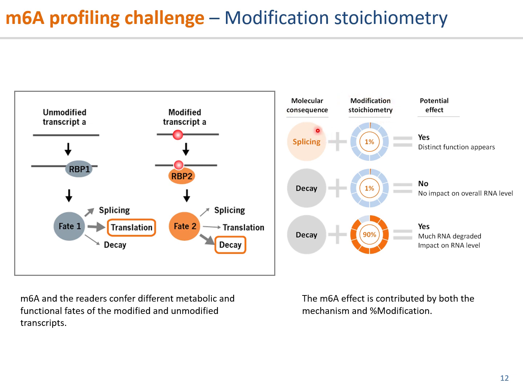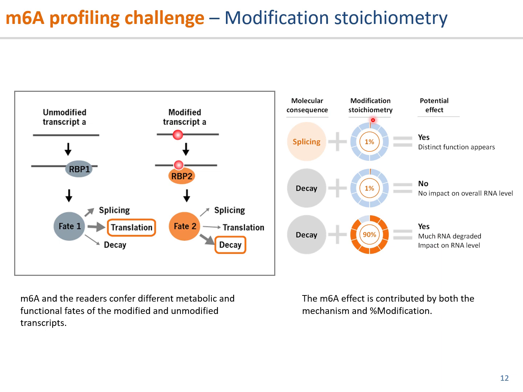For example, if the molecular consequence of the modification is splicing, even a small percentage of modified RNAs can significantly impact the biologic effect, as the alternatively spliced isoforms can form a separate, different new function. On the other hand, if the molecular consequence of mRNA modification is RNA decay, a small percentage of the modification is not going to have a big enough impact on the overall RNA level. In this case, a large percentage of the modification is needed to cause appreciable RNA level change. Therefore, the M6A effect is contributed by both the molecular mechanism and the percentage of modification.